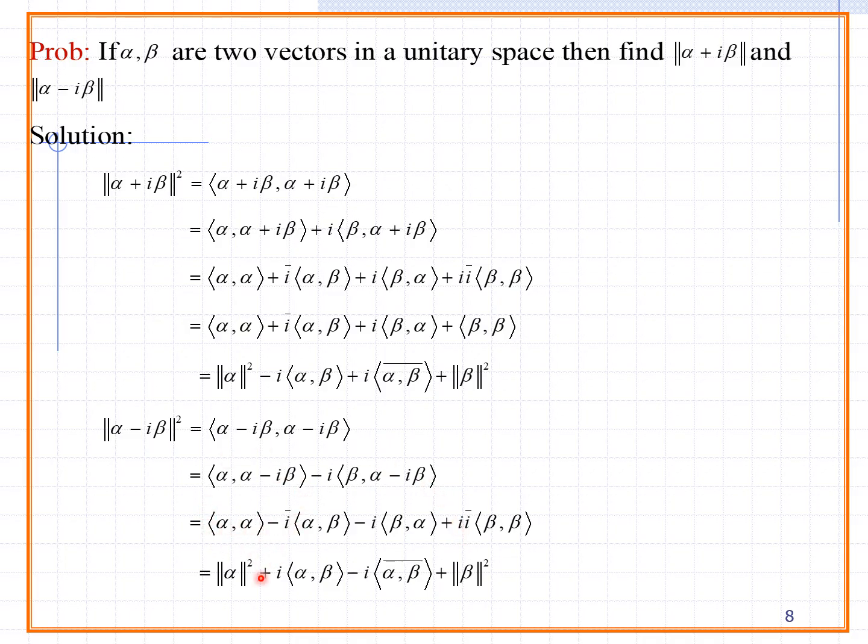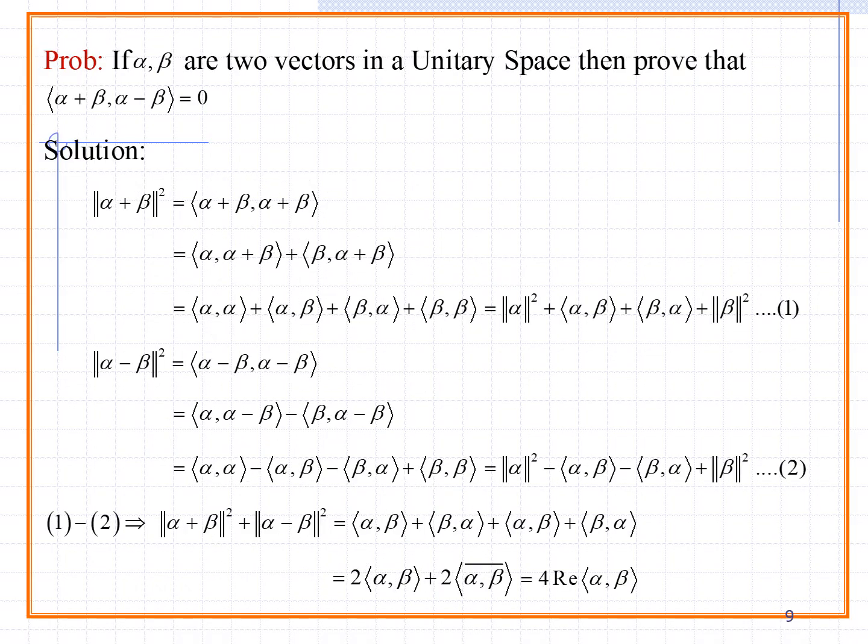Inner product alpha comma alpha, it can be written as norm alpha square, and it can be written as conjugate, it is a plus I, and there is no conjugate, that's why we can write minus I as it is. Beta comma alpha, can I write by symmetry property, conjugate alpha comma beta. So therefore norm alpha minus I beta whole square is nothing but norm alpha square plus I into inner product alpha comma beta minus I into conjugate alpha comma beta plus norm beta square.